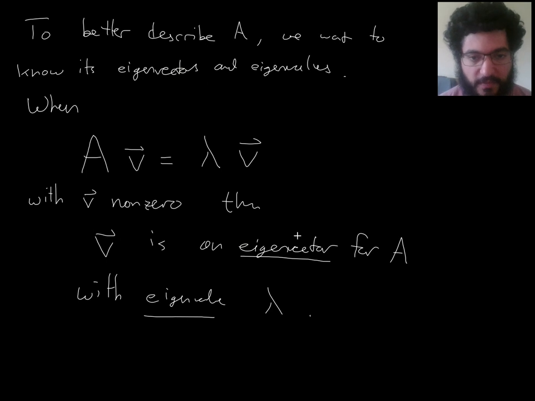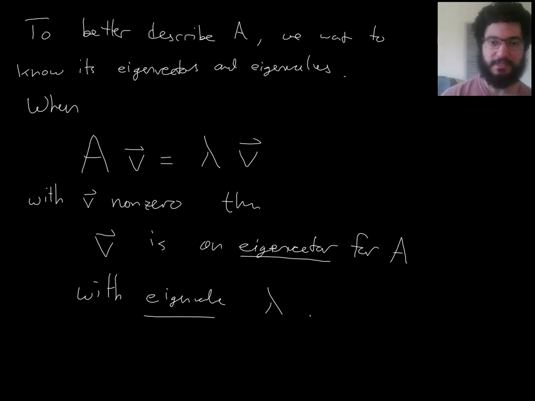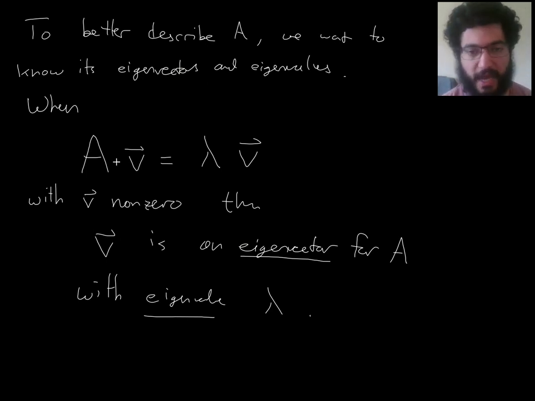Now the whole point of an eigenvector is that it's a special direction, right? It's a direction in which the matrix acts by scaling. So this is why we don't really want 0 as an eigenvector. Every matrix has the property that if you apply it to 0, then you get a scalar multiple of 0, right? Every scalar multiple of 0 is 0 anyway.